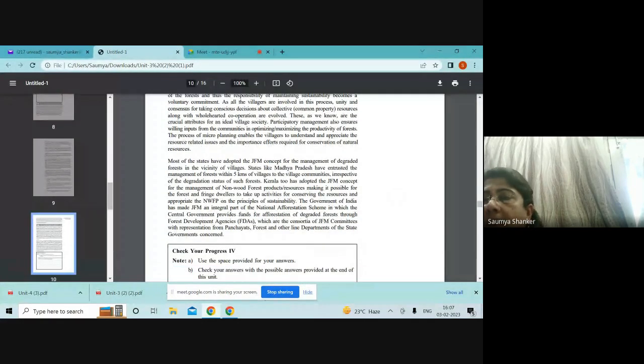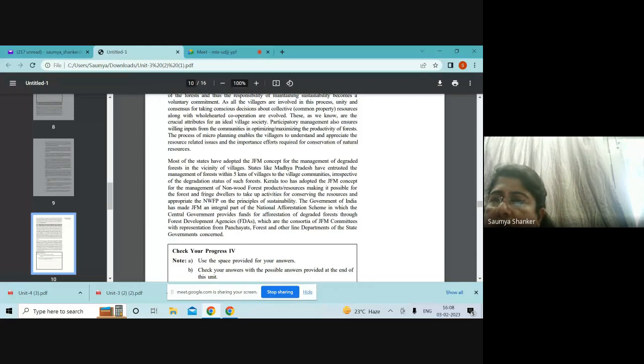and this management of the degraded forest by the vicinity villages has come to play a very important role in protecting the forests. So this is about the joint forest management program.